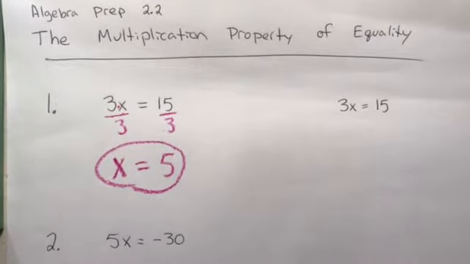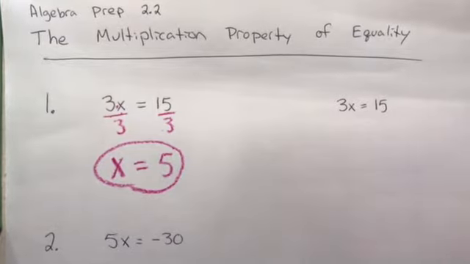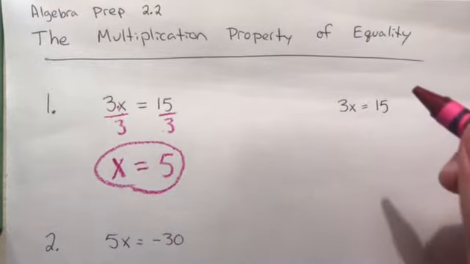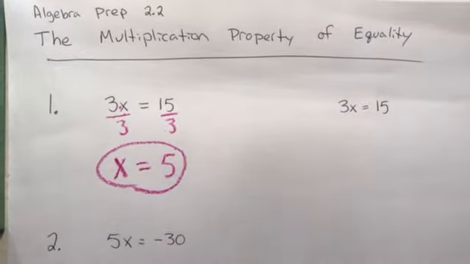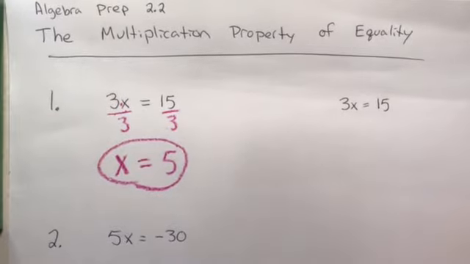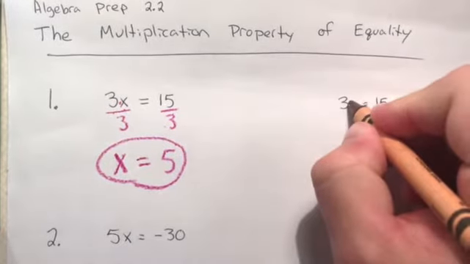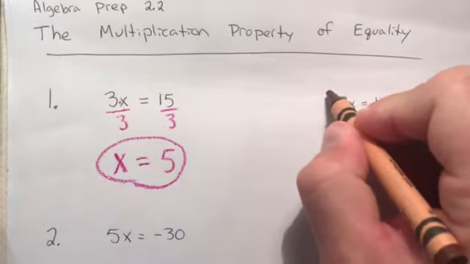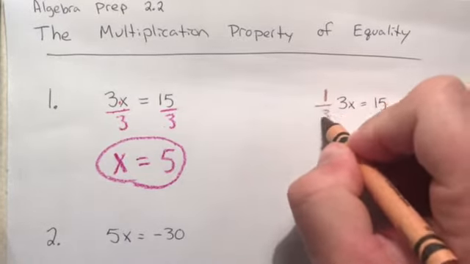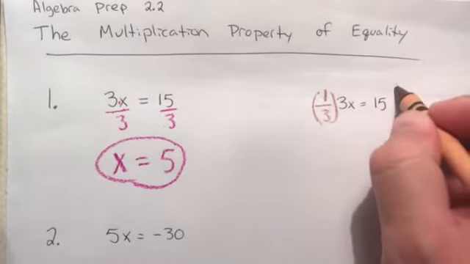The other way of thinking about division is multiplying by the reciprocal. So I think it's important to mention that we could approach the same problem as, instead of dividing by 3, we could multiply by the reciprocal, or multiply by 1/3.